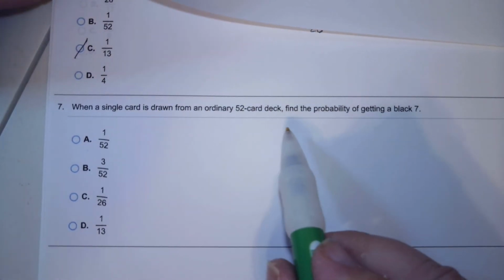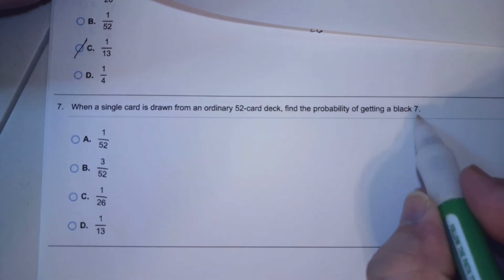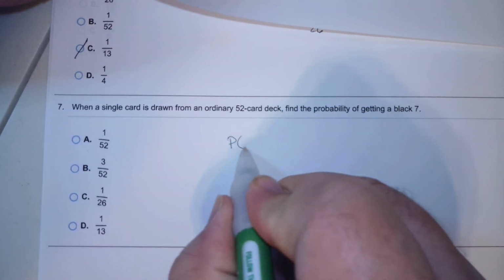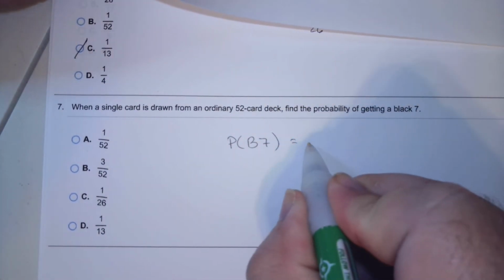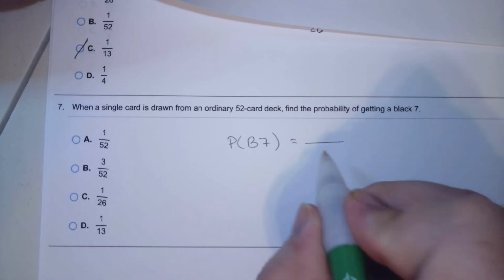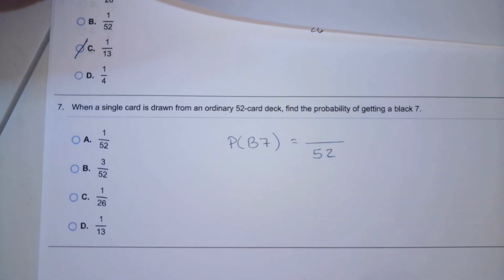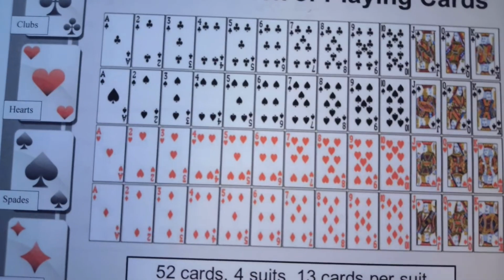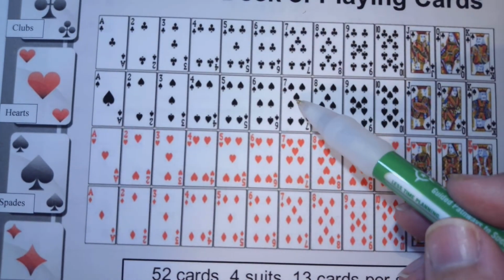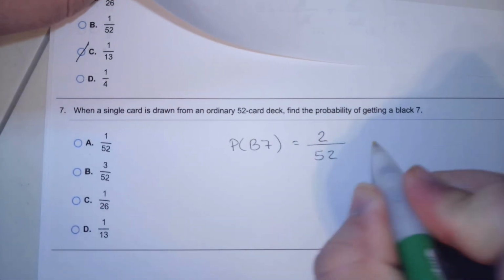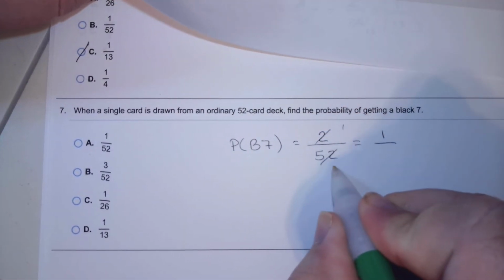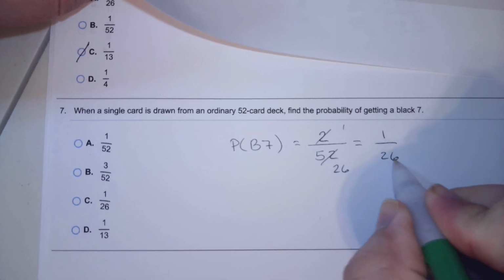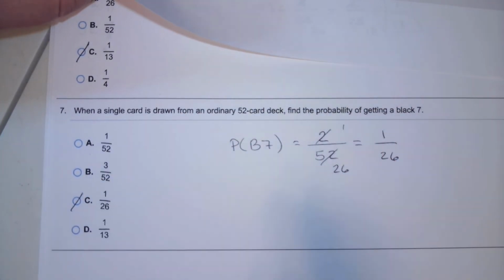A single card is drawn from a deck of cards. Find the probability of getting a black 7. Again, we have 52 cards. There's a black 7, there's a black 7. So you have 2 possibilities. 2 goes into 2 once. 2 goes into 52 26. So it's 1 out of 26.